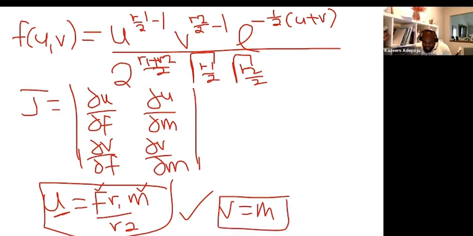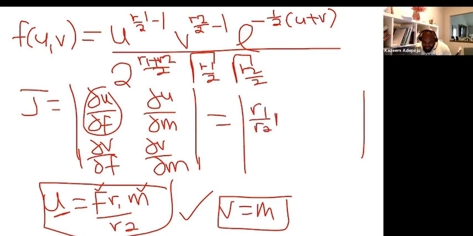Okay, now let us start doing that. What is the UDF? Okay, the UDF is basically going to be R1 over R2M. What is the UDM? R1 over R2. What is the VDF? Here, the VDF is 0. What is the VDM? 1. Okay, take a look at that.